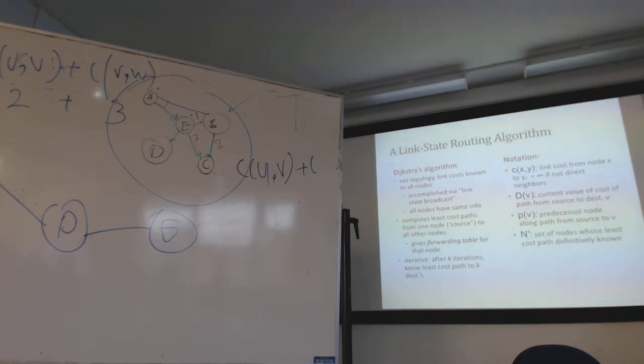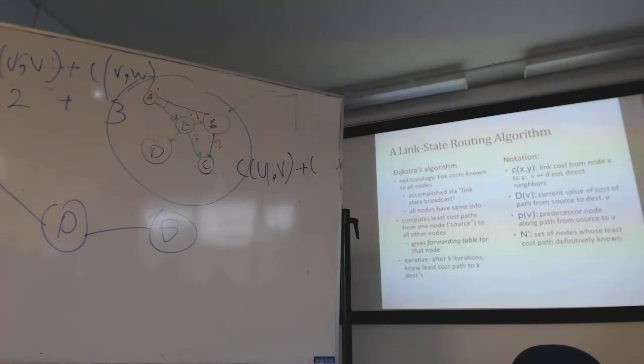It computes the least cost path. So what's my criteria? It's the least cost path. That's the main thing, from one node, i.e. the source, towards all other nodes, not just the destination, all other nodes. It gives a forwarding table for that node, and iteratively, after k iterations, you know the least cost path to k destinations. It's how to know the least cost path towards all the nodes.